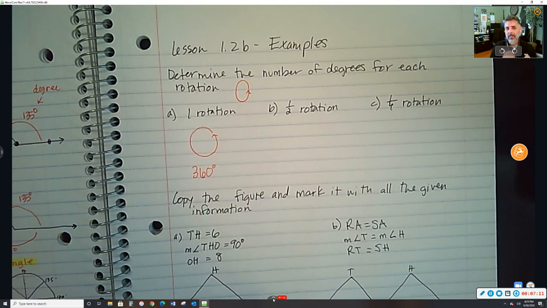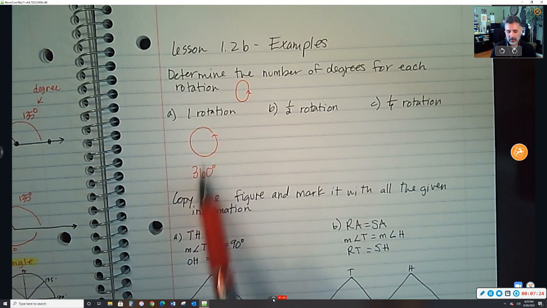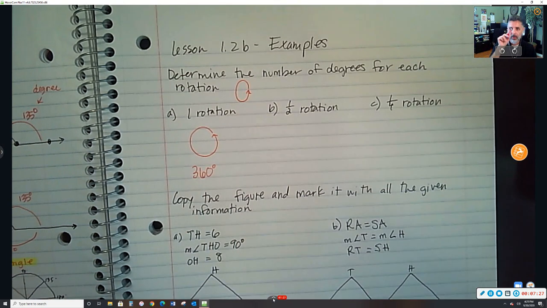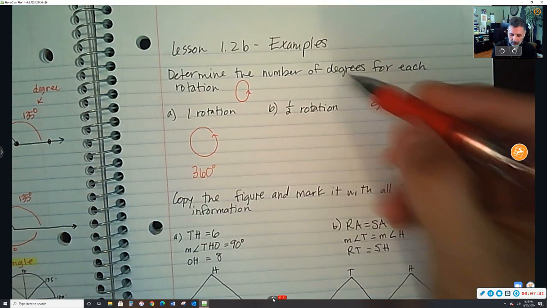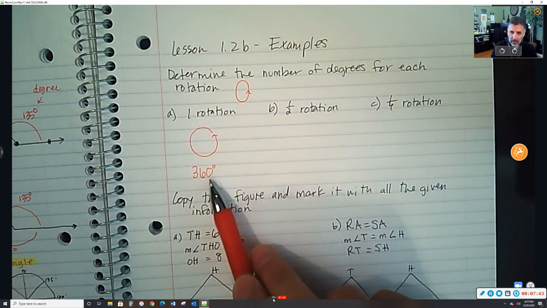Now I think, I could be wrong, I think they got that number from, because you know when the Earth rotates around the sun, it's roughly 365 days. Maybe that's where they got this number from, because one rotation is 360 degrees. Okay. So think that one rotation around the sun is 365. Well, one rotation in math is 360. And a half rotation, well, it would just be half of this, right?